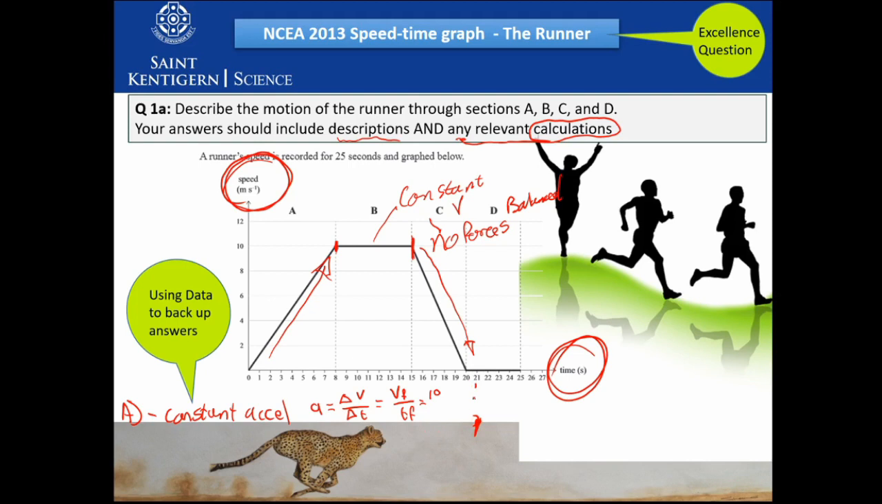So section C, we know that it is constant deceleration. Okay, and deceleration means negative acceleration. So acceleration is change in velocity over change in time. Our v final minus v initial divided by time final minus time initial. So velocity final was 0, wasn't it? Minus, and where did we start? We started at 10.